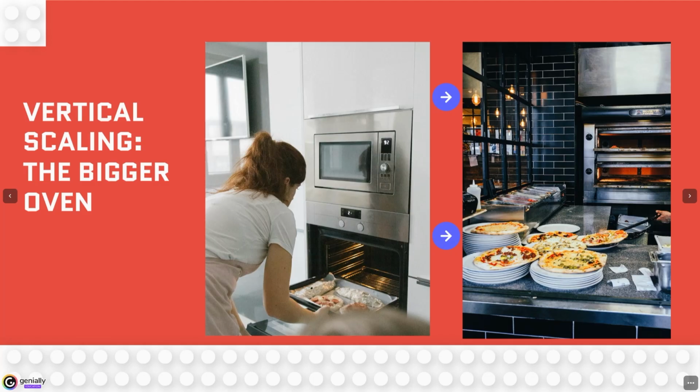This worked for a while. The new oven handled the increased orders well, but soon even this powerful oven couldn't keep up with the growing demand. The team realized they couldn't keep buying bigger ovens forever. There was a limit to how large an oven could be.